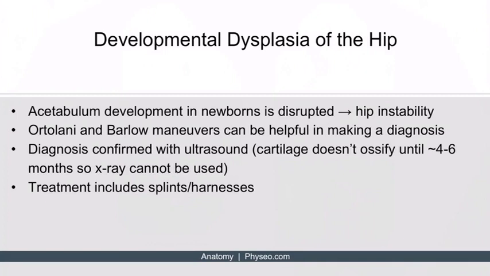Once the diagnosis is suspected, it can be confirmed with ultrasound. X-rays are not used because the cartilage in the hip doesn't develop until around 4 to 6 months. The treatment includes splints or harnesses.